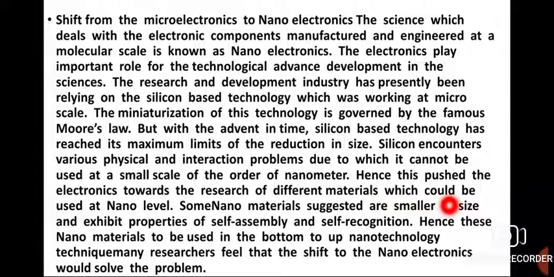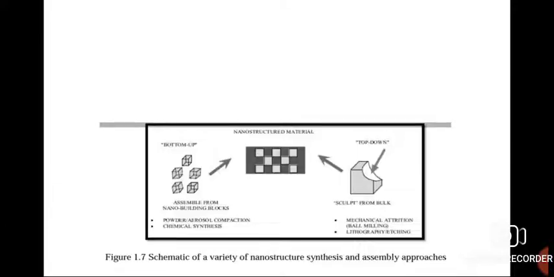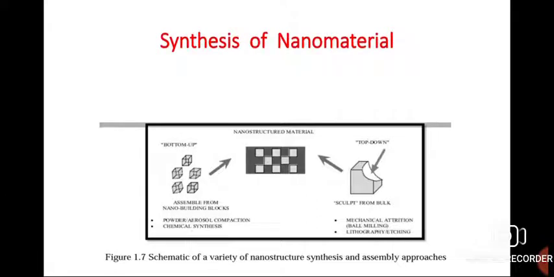Hence, this pushed electronics towards a new era, and that new era is nothing but nanoelectronics. Why? Because some electronic nanomaterials are smaller in size and exhibit properties of self-assembly and self-recognition. Hence, these nanomaterials can be used in bottom-up technology. Okay, so researchers feel very comfortable in the development of electronic devices with very advanced techniques.